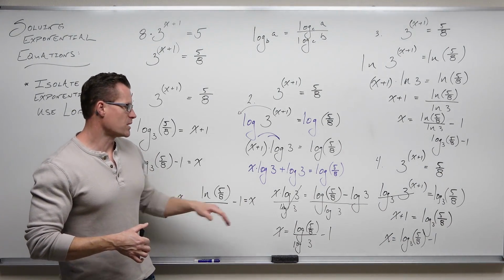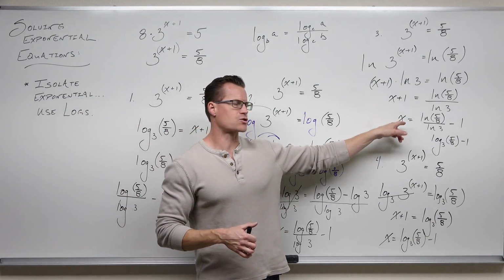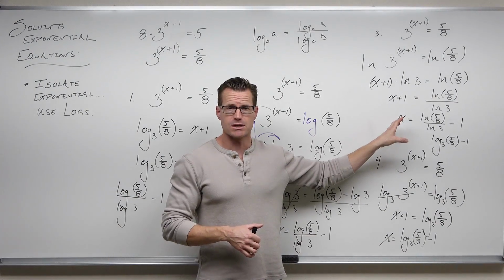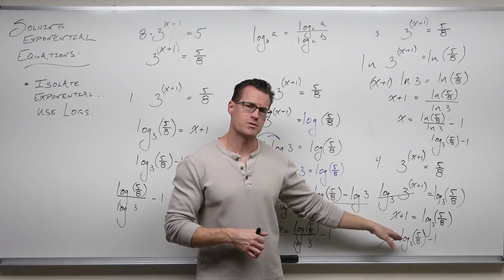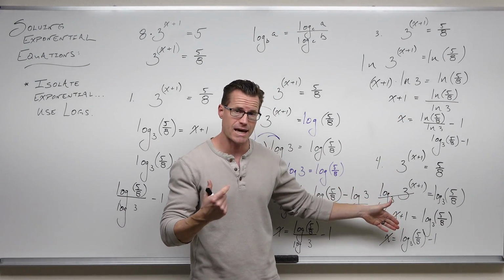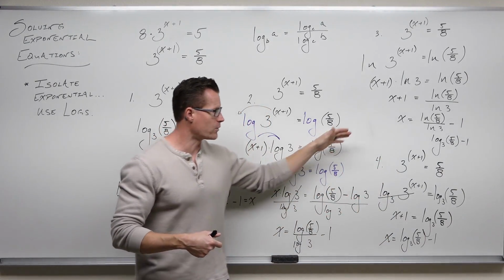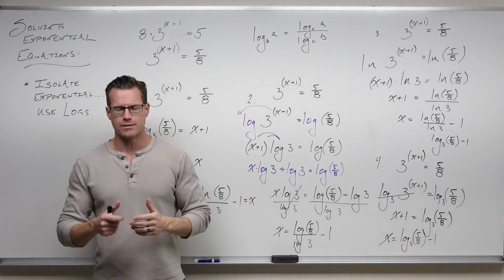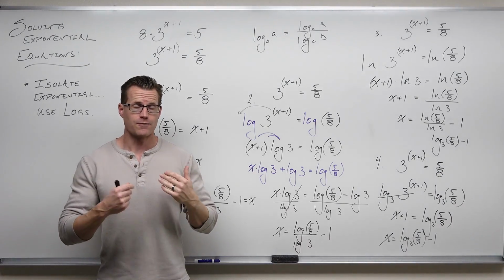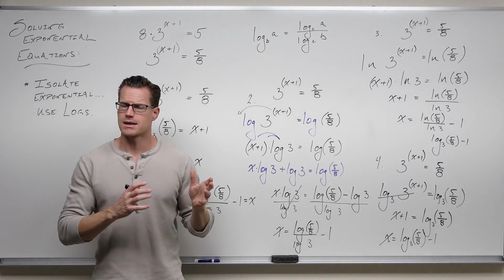Preferentially, you'd probably pick a common log or a natural log, because that would be very easy to evaluate on your calculator. This one you'd have to change a base, wouldn't you? You'd say, hey, I want a log base 10 or log base e, and write this as ln 5/8 over ln 3, exactly what we had right there, minus 1. So I hope I've made that make sense. These are the 4 options that you have to solve a basic exponential.